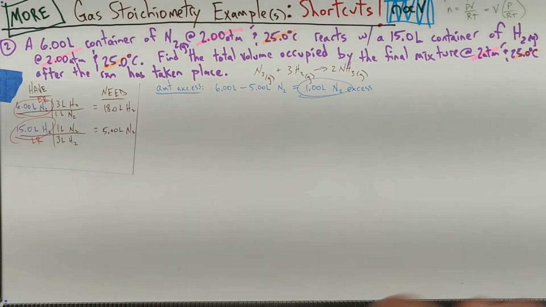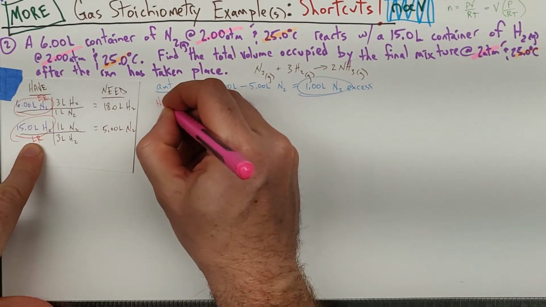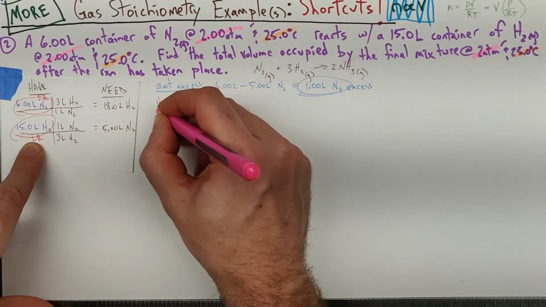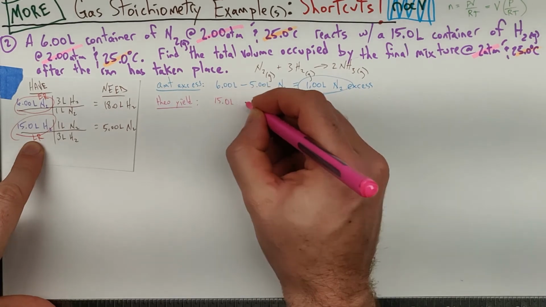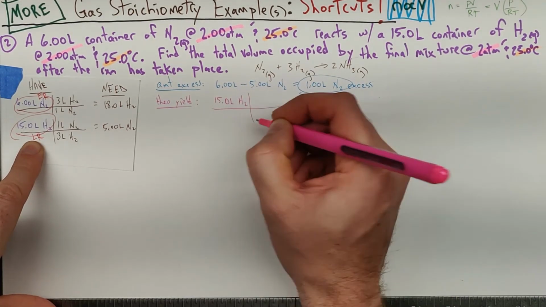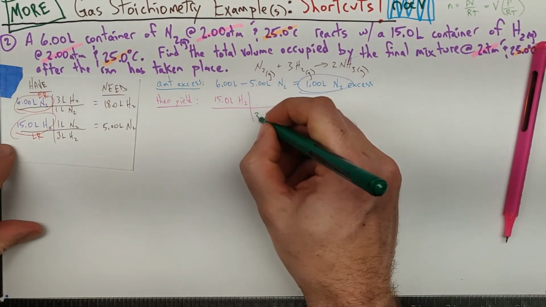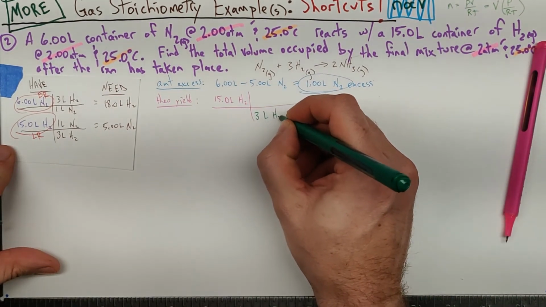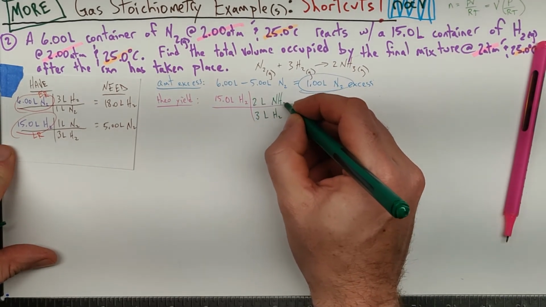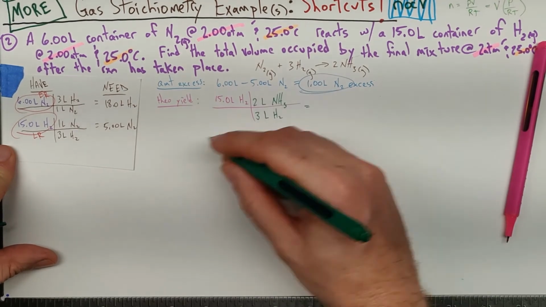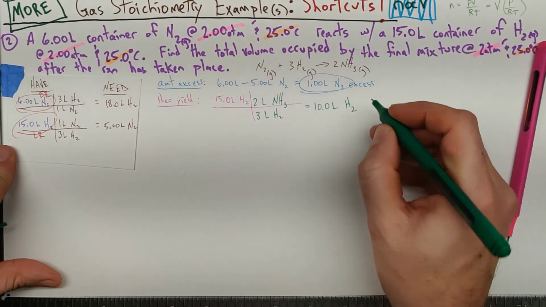Let's take a look at our theoretical yield. It's going to be based on our limiting reactant. We have 15 liters of that hydrogen gas. And from our balanced chemical equation, we know for every 3 liters of the hydrogen gas, there's 2 liters of ammonia, NH3. So our theoretical yield is 10.0 liters of ammonia.